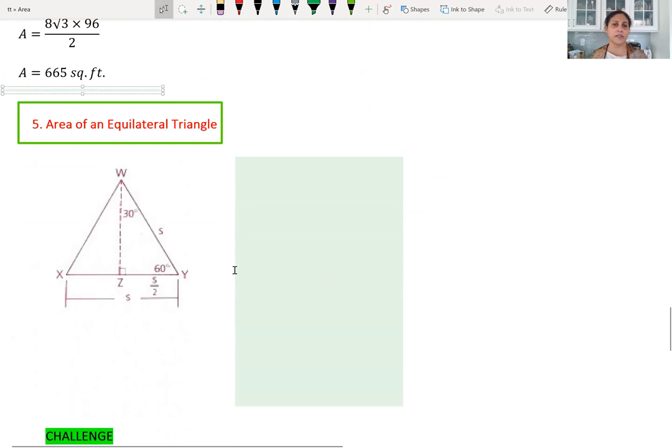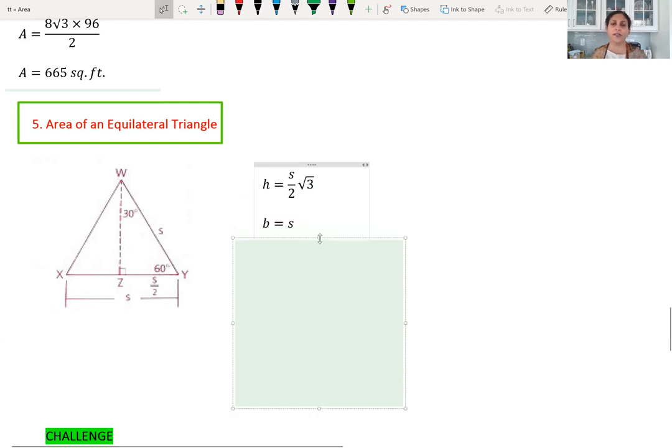Now here's something new and different. The area of an equilateral triangle. So we just have a generic equilateral triangle. Each side is S, so the bottom half is S over 2, and you need to find the apothem here, or the height. And it's a 30-60 triangle, so the height is going to be S over 2 radical 3.